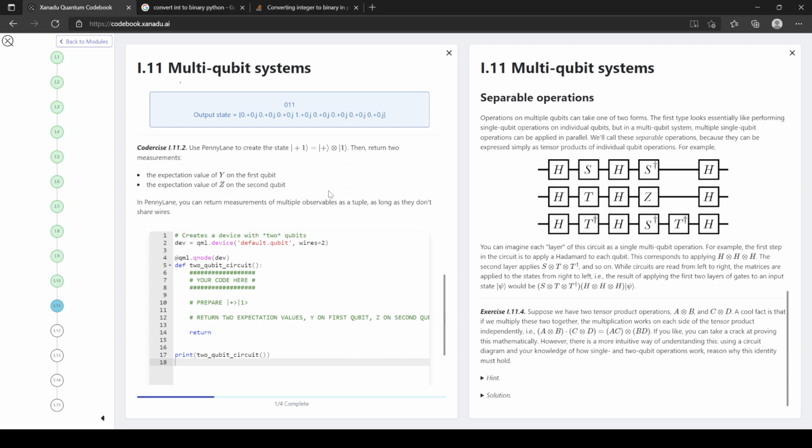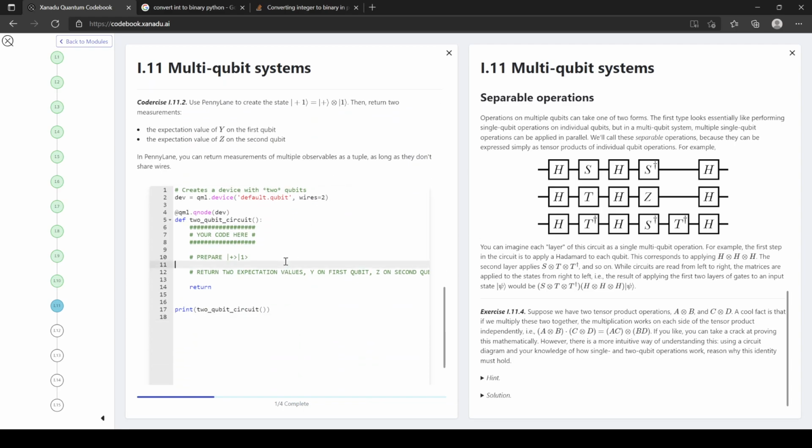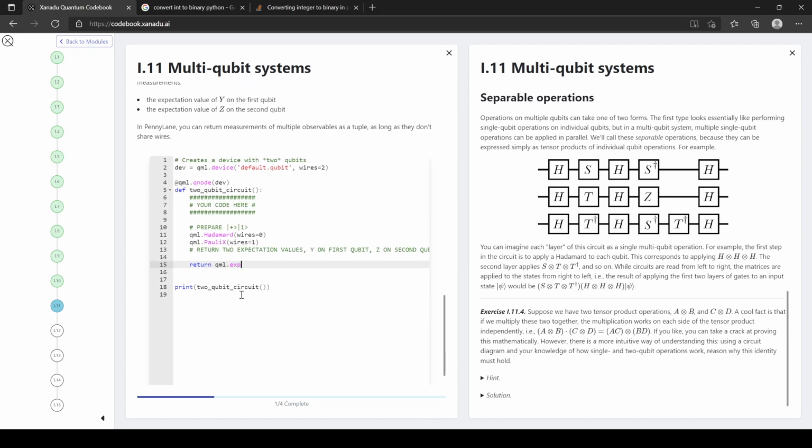All right, we want to create the state. So we want a Hadamard on the first qubit and a Pauli X on the second qubit. And then we want to return qml.expval of qml.PauliY, wires equals 0, and then we also want to return the Z on the second one.